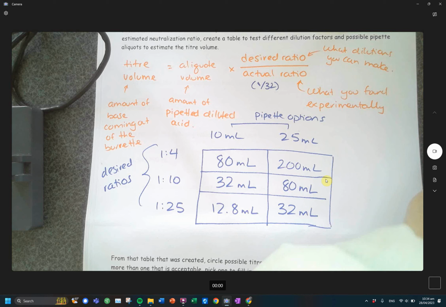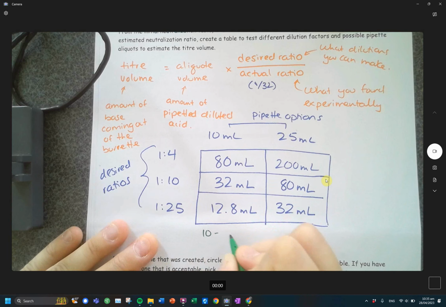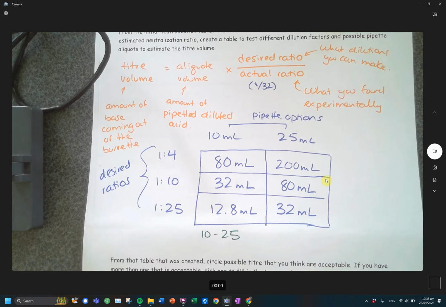Okay. If you want excellence on this assessment, the titrate volume that you select from this table needs to be between 10 and 25. That is the most ideal range.